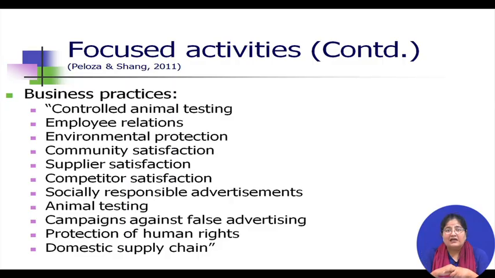Socially responsible advertisements, you could have issues, or you could portray that you don't use products that have been tested on animals, or raw material that has been tested on animals in your products. Campaigns, you could run regular campaigns against false advertising. You take active steps to protect human rights, and you look after the domestic supply chain.